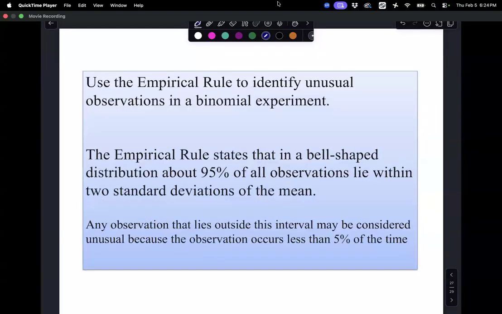Okay. So in order to determine if something is an outlier, we're going to be using the empirical rule. In a bell-shaped distribution, 95% of all of our observations are within 2 standard deviations of the mean. If it is outside that interval, it's considered unusual. If the observations occur less than 5% of the time, it is considered unusual. We've been talking about this already, so keep that in your noggin because it doesn't go away.